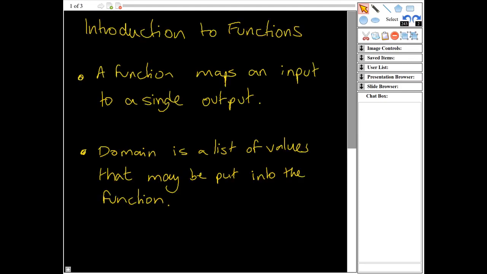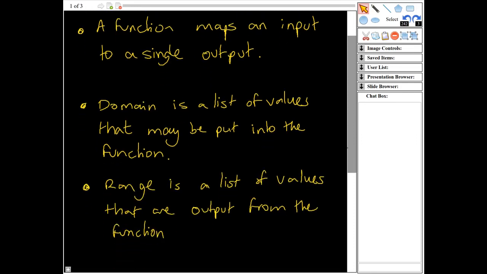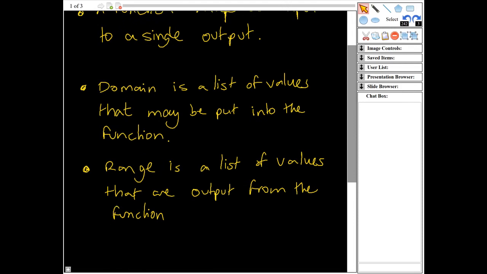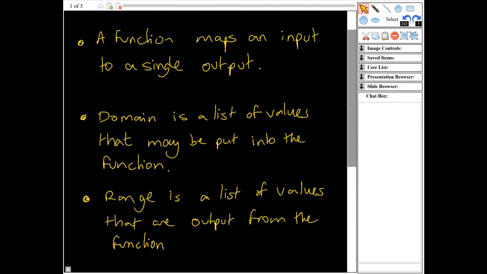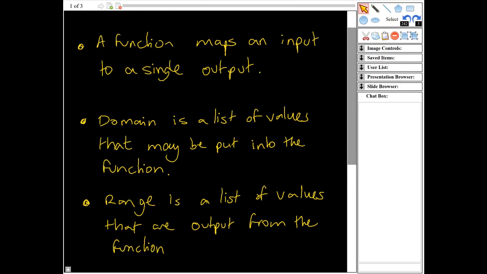Then there's something called the domain. The domain is a list of values that you may put into the function. So that's any number which is allowed to be put into the function. And then there's also something called the range. The range is the list of values which will come out from the function. So in the example I just mentioned, if you put in 2 and you get out 5, 2 would be part of the domain and 5 would be part of the range.